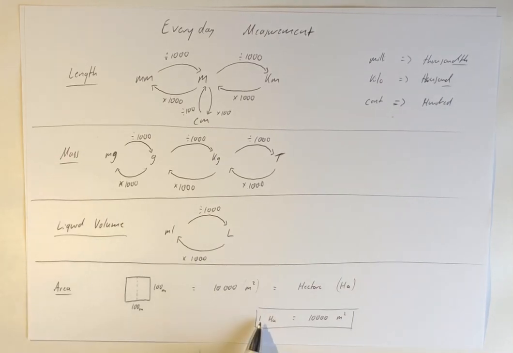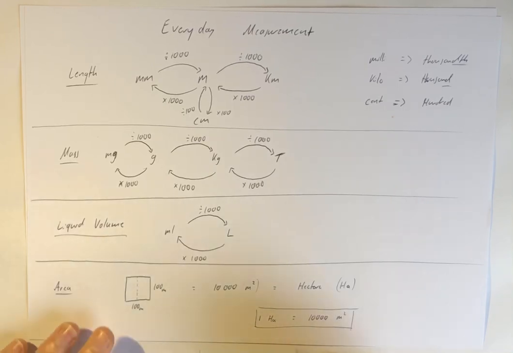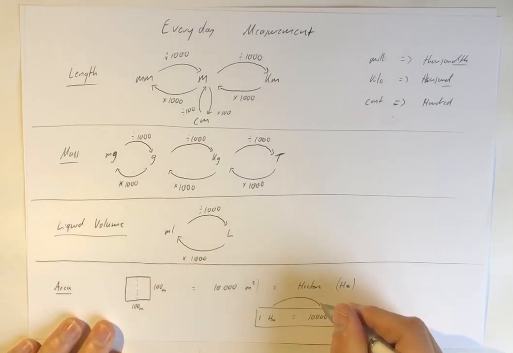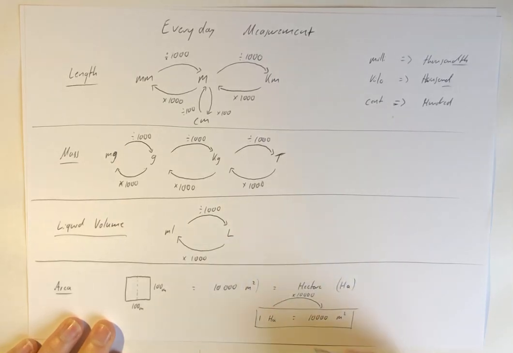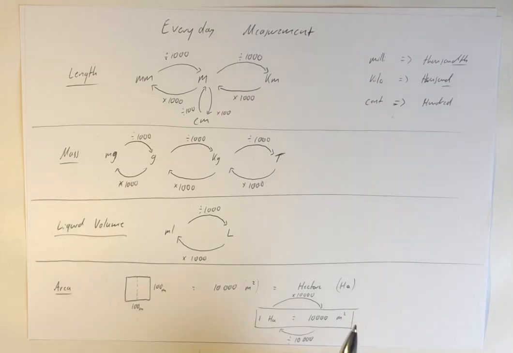So 2 hectares, 20,000 meters squared. 3 hectares, 30,000 meters squared. So we must be multiplying by 10,000 there. If we were going back, dividing by 10,000. So that's pretty much it for everyday measurement.